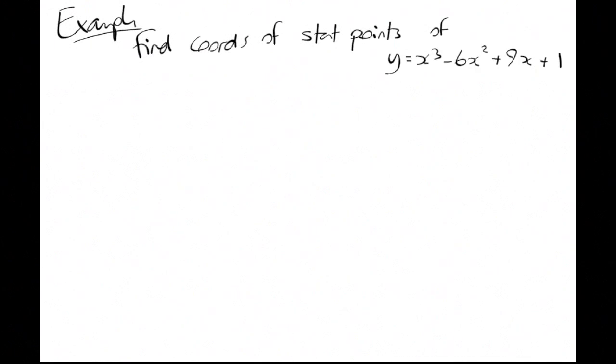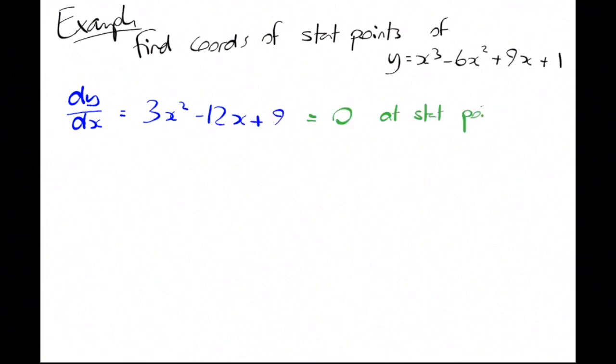Find the coordinates of the stationary points of y equals x cubed minus 6x squared plus 9x plus 1. Well, to find the stationary points we know the gradient is 0, so we'll find the gradient function dy by dx. That gives us 3x squared minus 12x plus 9, and that equals 0 at the stationary points.